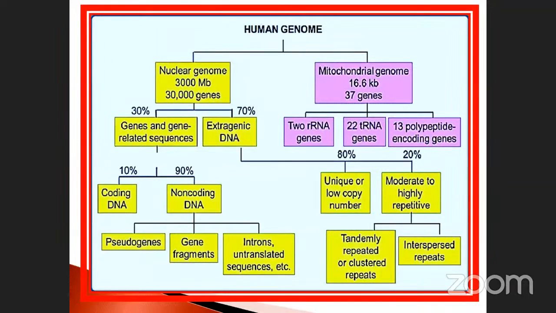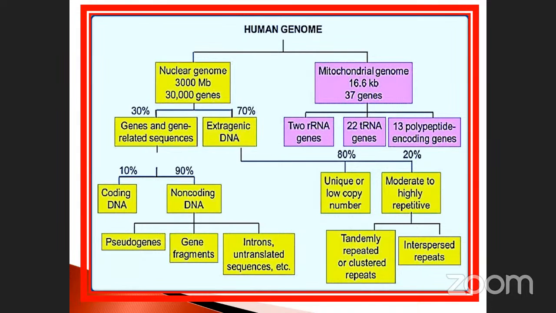The nuclear genome is divided into genes and gene-related sequences, and extragenic DNA. So 70% is extragenic and 30% is gene and gene-related sequences. Again, the gene and gene-related sequence is further divided into coding DNA and non-coding DNA. How much is coding DNA? Only 10%, coding for amino acids or particular diseases. The remaining 90% is non-coding, which we cannot identify. Non-coding means they do not represent any protein molecule or any amino acids.